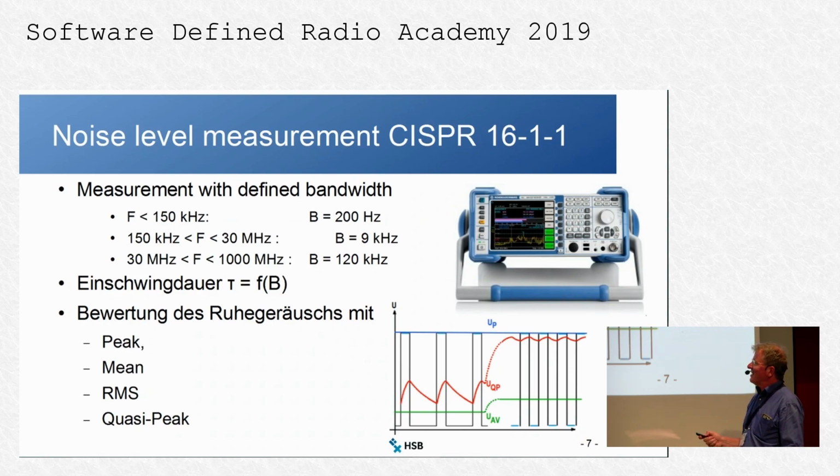Well, the switching time from one frequency to the next frequency is a function of the bandwidth. And the noise is weighted by different systems like peak, like mean, RMS, and quasi-peak. And the radio regulations recommend to use RMS and quasi-peak.